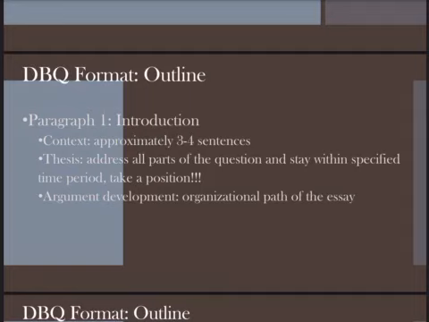Your thesis. This is the answer to the question. This is your argument for the prompt. And you must provide 3 specific answers. Remember, you're writing an essay, not telling a story. So your thesis must address all parts of the question and stay within the specified time period. And it's important when you're developing your thesis to take a position.